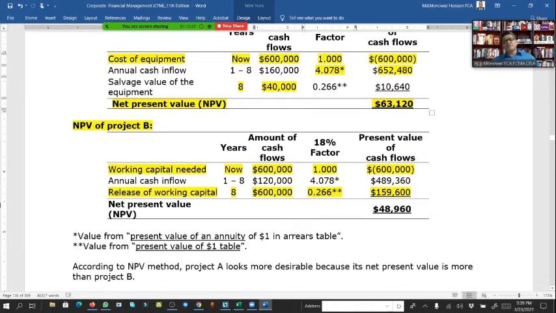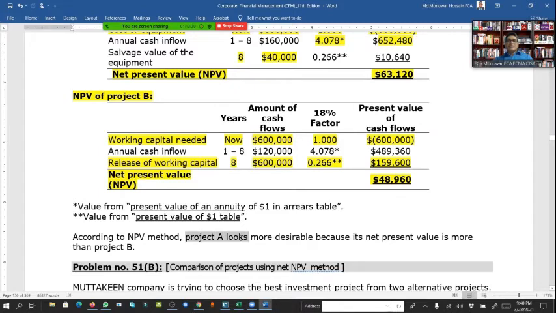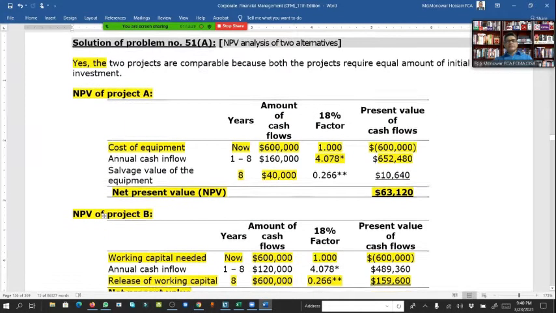And annual cash inflow is 1,20,000. If we multiply by the annuity factor for 18% and 8 years, then we will get 4,89,360. So adding the three things, we will get net present value of project B as 48,960. So look here, project A is more than that. So according to the NPV method, project A is more desirable because its net present value is more than project B. So project A should be accepted.